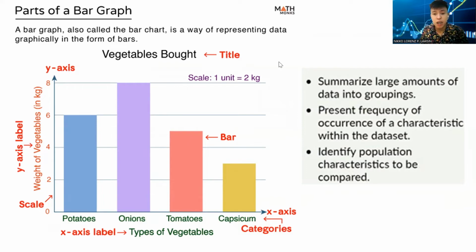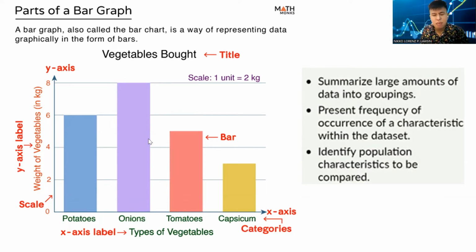The purpose of the bar graph is that it summarizes large amounts of data into groupings. It presents the frequency of occurrence of characteristics within the data set and identifies population characteristics to be compared. In the given example, it shows the unit or scale being consumed for the following vegetables: potato, onions, tomatoes, capsicum. Capsicum is chili.